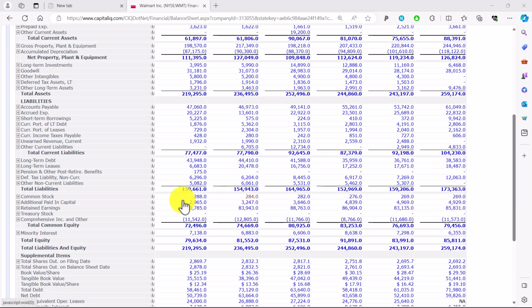Walmart. We look down here at the common stock, the additional paid in capital. That's the money, and you see it's not a whole lot of money for Walmart, but that's the money that was initially invested into Walmart by its investors. And we see down here retained earnings. So these are funds that could possibly have been paid out as dividends, but haven't been. They were retained back into the company rather than paying them out.